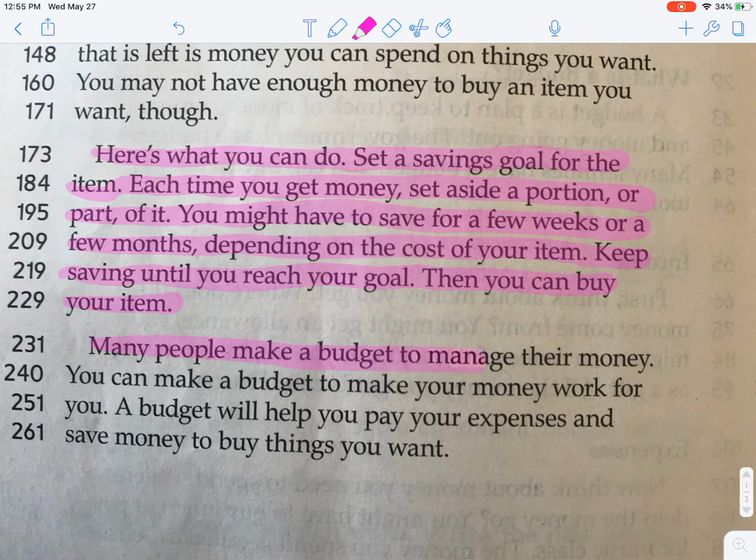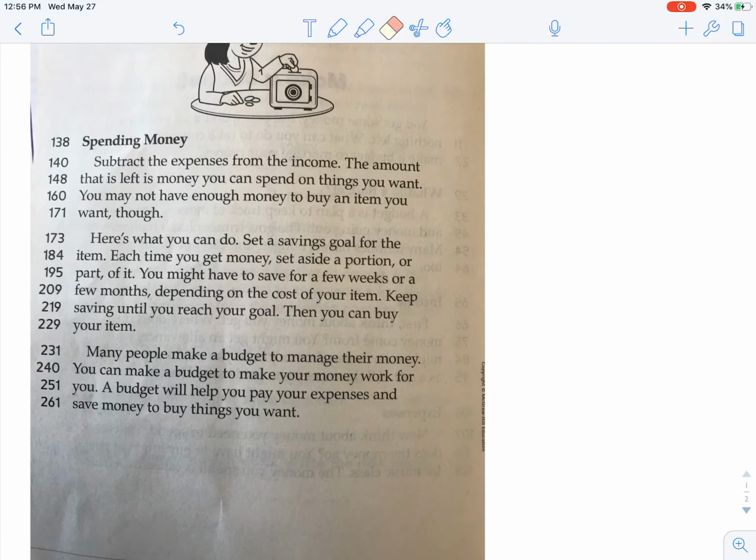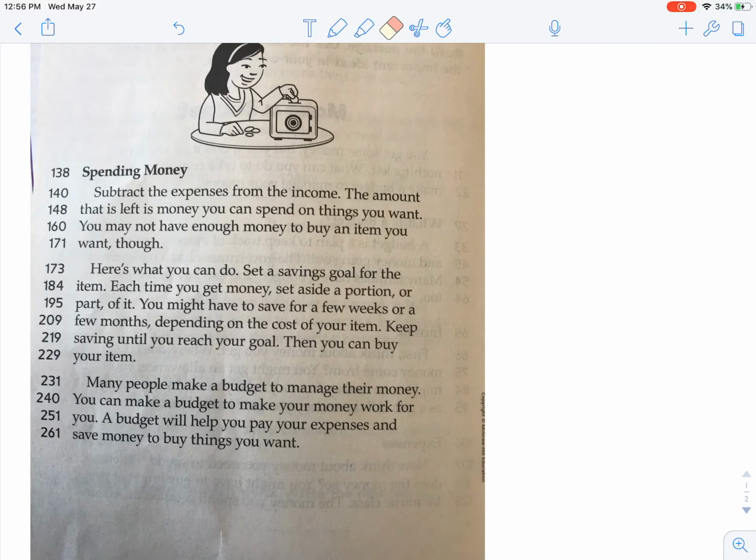Many people make a budget to manage their money. You can make a budget to make your money work for you. A budget will help you pay your expenses and save money to buy things that you want. All right, nice reading, second grade. We just read all about how to save money and make a budget.